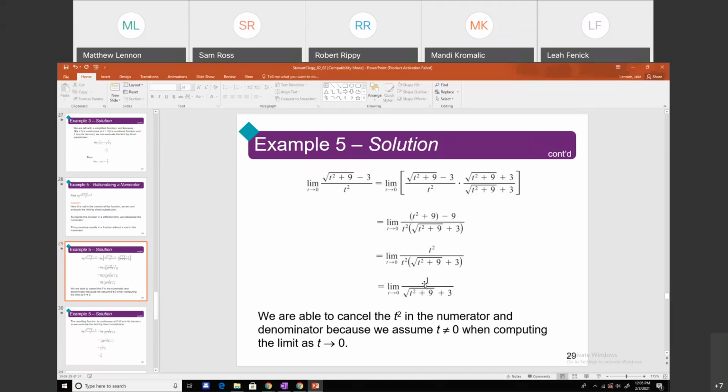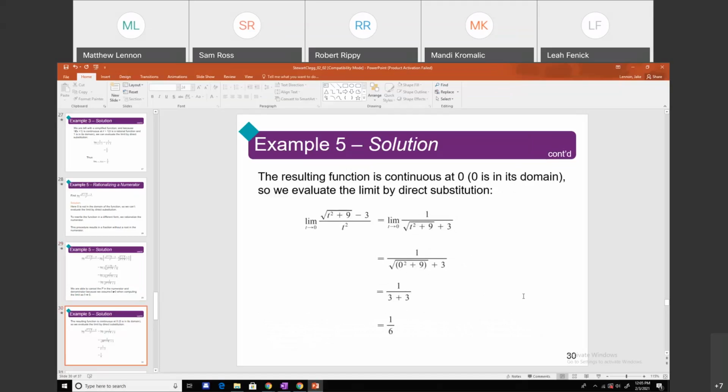So this remaining expression, we can plug the 0 in for the t. So we'll get 1 over the square root of 9 plus 3. The square root of 9 is 3. So we're just going to get 1 divided by 3 plus 3, or 1 over 6. So that's what the limit's equal to. Okay. So that might be a little confusing just because it looks complicated, but we'll get more practice with that when we do the derivative.